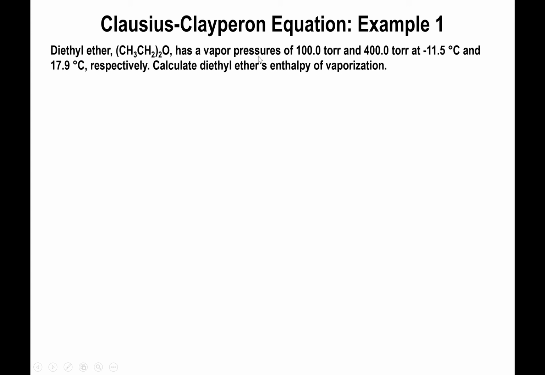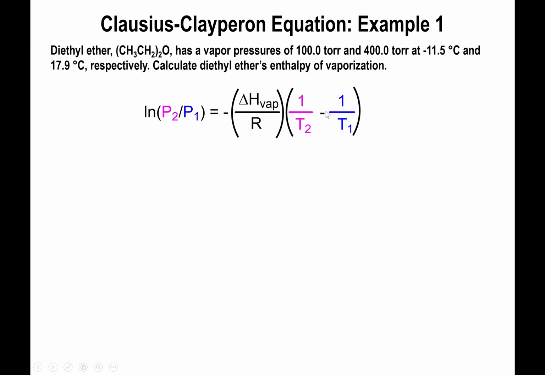Diethyl ether. We know this has a vapor pressure of 100 torr. Oh, and by the way, since we're talking about pressure, you definitely need to refresh on your conversion factors for pressure: atmospheres, torrs, millimeters mercury, and even pascals, just to be on the safe side. All right, so we have vapor pressures of 100 torr and 400 torr at negative 11.5 and 17.9 degrees Celsius. We're going to use that information to calculate the enthalpy of vaporization, which means that since we're mentioning enthalpy of vaporization and we have vapor pressures, those two things alone should tell you this is the Clausius-Clapeyron equation you're dealing with. Alright, so we're going to plug in the values.